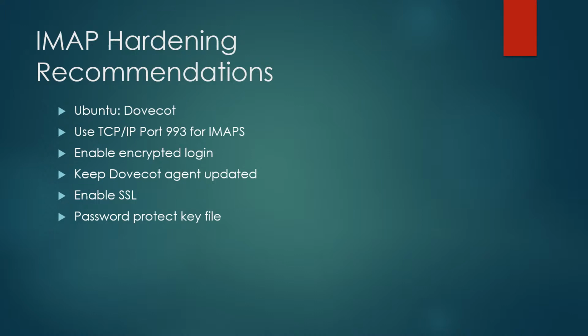Now that we've looked at what IMAP is and how it differs from its predecessor, POP3, we can look at some hardening recommendations that we could make for installing it on a server. For our Ubuntu server in this example, we're going to use the Dovecot service to set up our IMAP server. When hardening, we always want to use TCP/IP port 993 for IMAPS. This is a secured, encrypted port instead of the other port that IMAP uses, port 143.